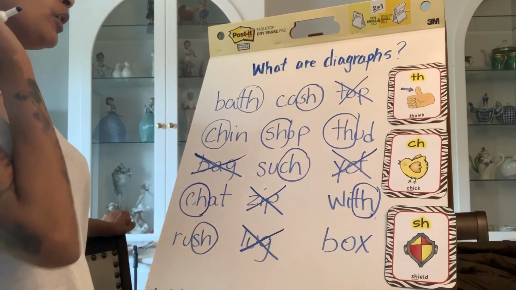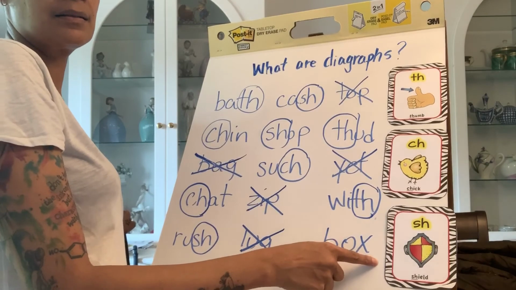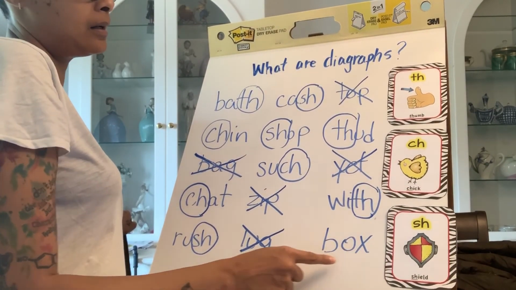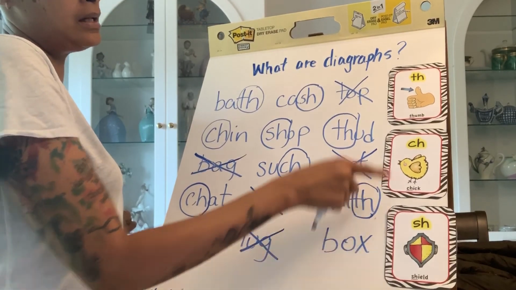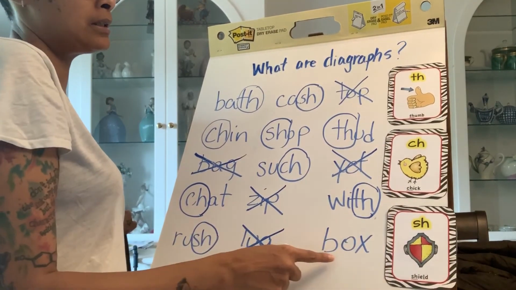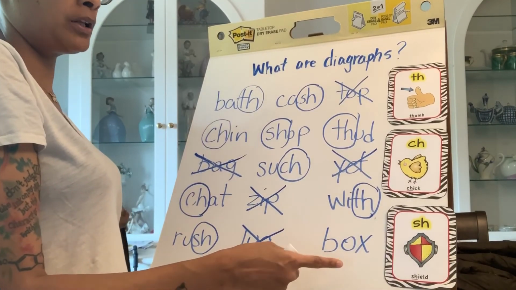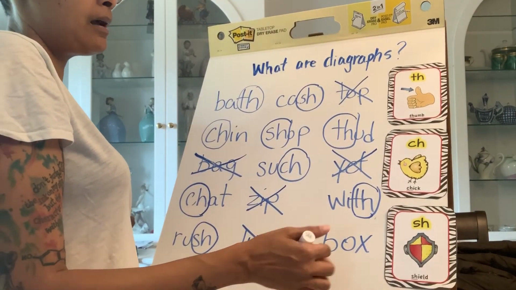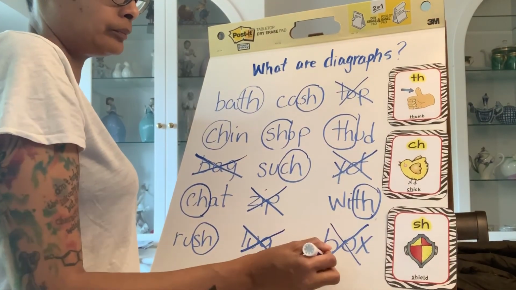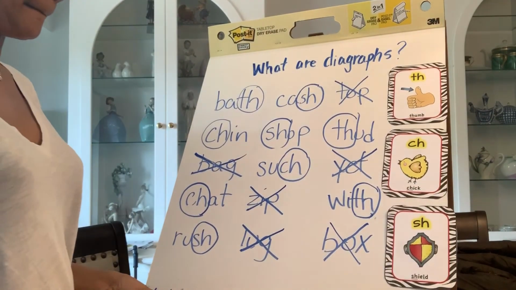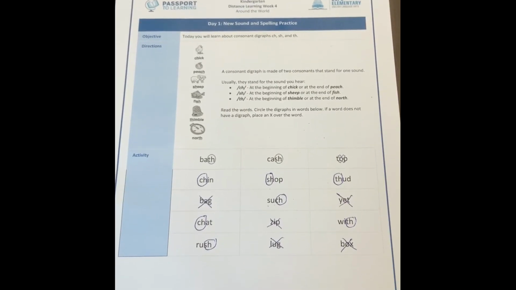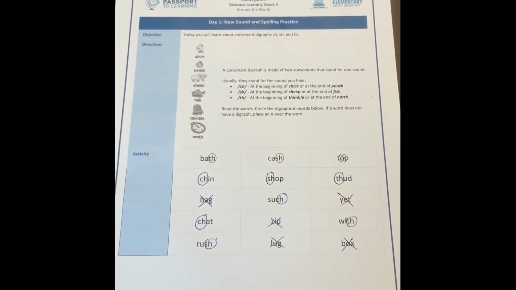And our last word is box, b-ox. We don't see our TH, our CH, or an SH, so we know that this is not a consonant digraph or a word that has a consonant digraph in it, and so we would give it an X. This is what your completed paper should look like.